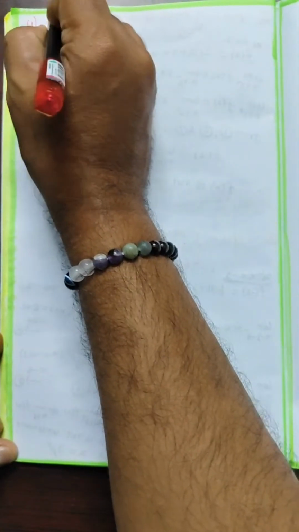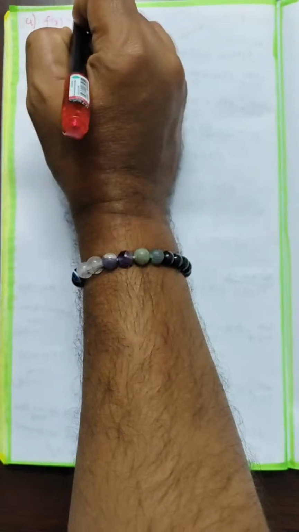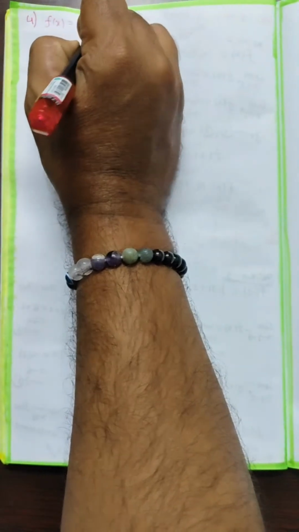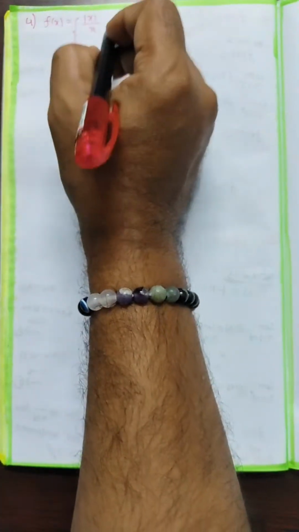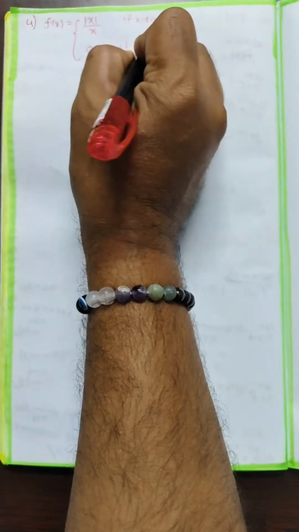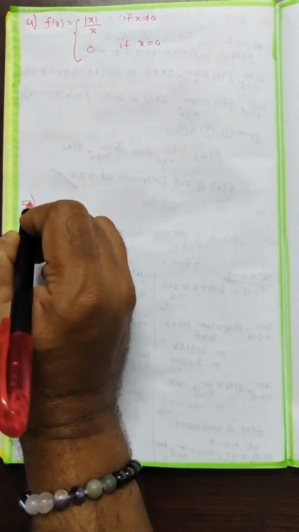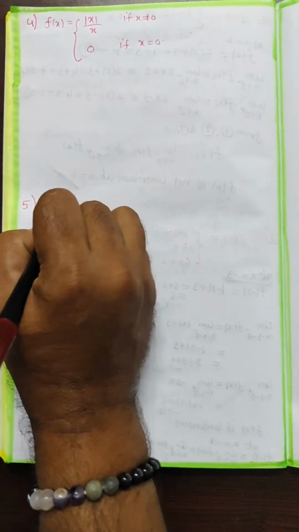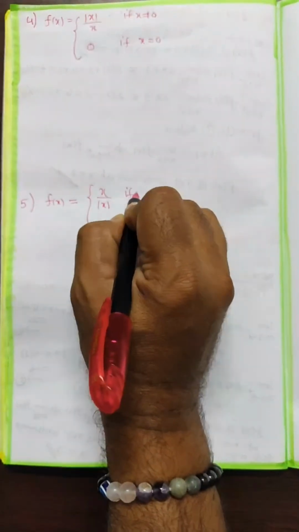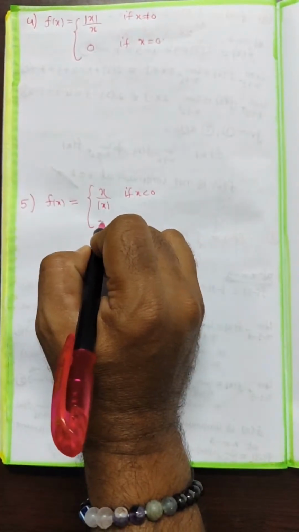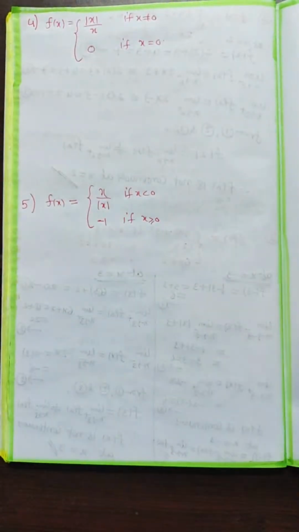Question number 4. f(x) is equal to mod x by x if x is not equal to 0, and 0 if x is equal to 0. Next, question number 5. f(x) is equal to x by mod x if x is less than 0, and minus 1 if x is greater than or equal to 0. Later we will write it another way.